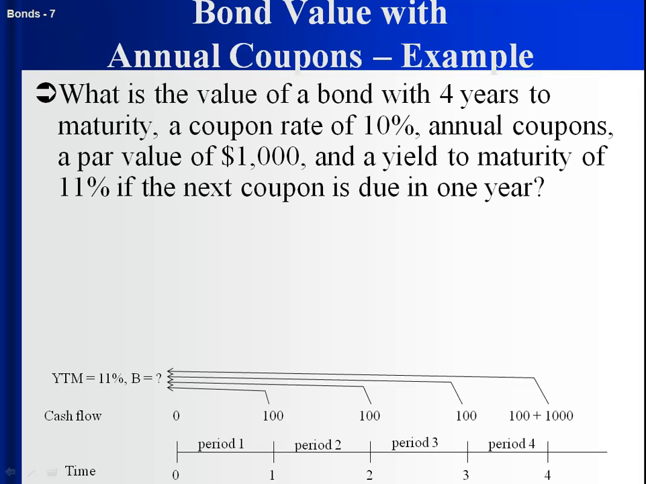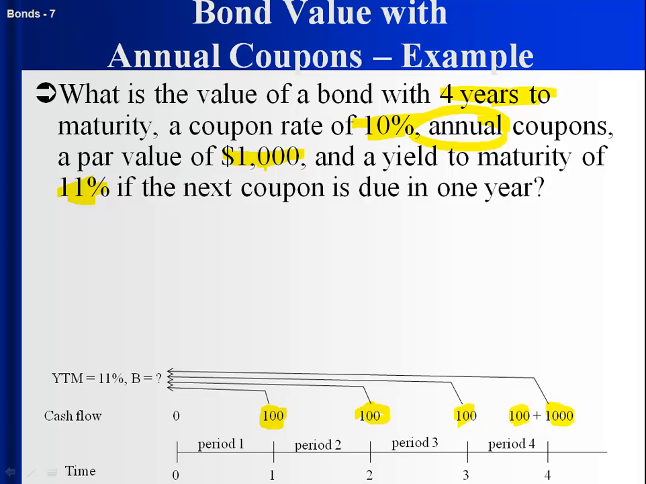So let's look at a few examples. We have a bond with 4 years to maturity, coupon rate of 10%, annual coupons, par of 1,000, yield to maturity of 11%, next coupon's due in a year. So 10% of 1,000 is 100, so in 1 year, 2 years, 3 years, and 4 years is 100. Then the bond matures, and we get our 1,000.